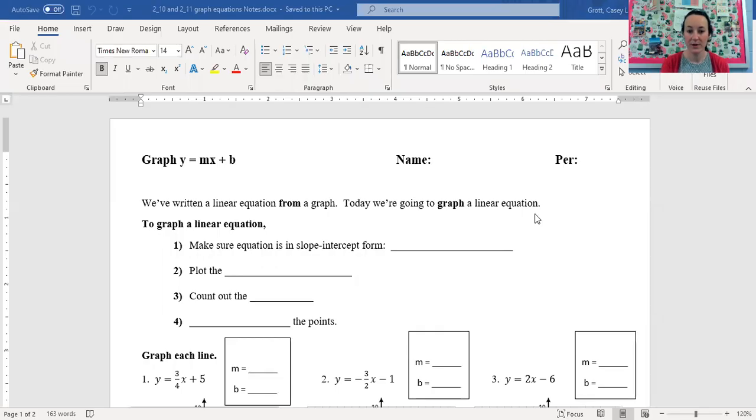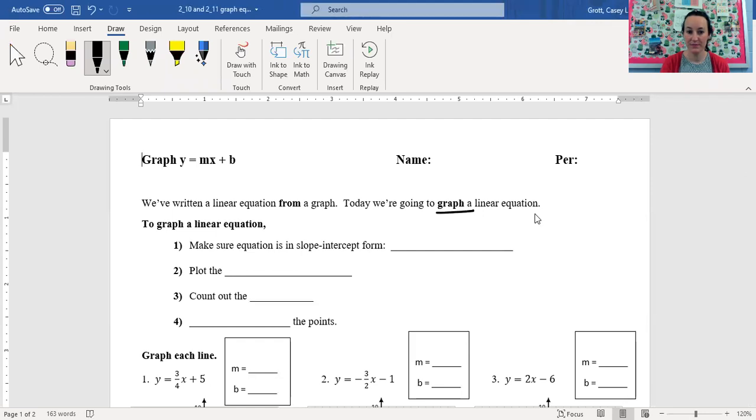We are going to talk about graphing equations today. We're still dealing with y equals mx plus b, with m being my slope and b representing the y-intercept.